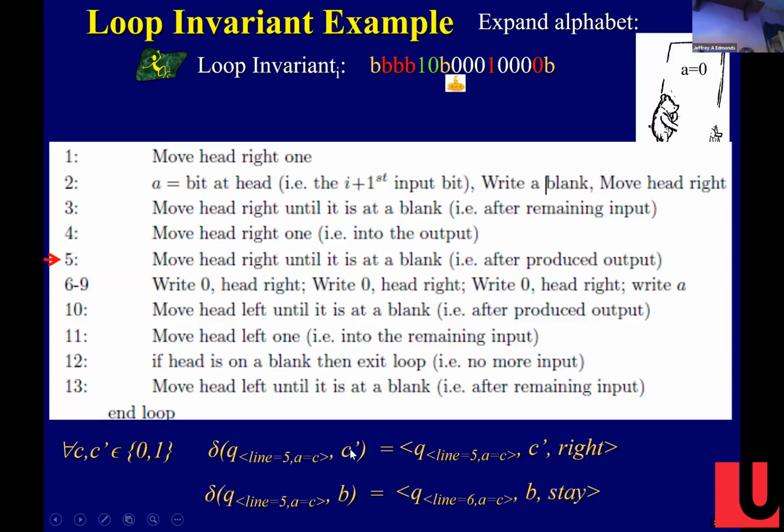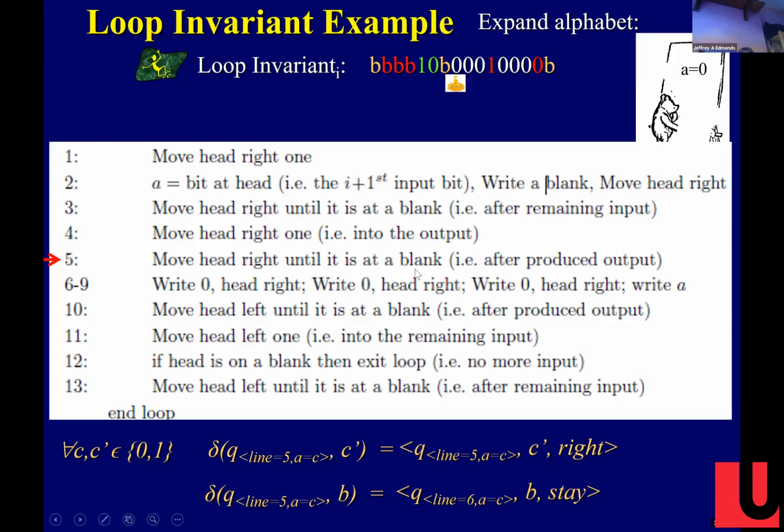What am I reading? I'm either reading a character or a blank: 0, 1, or a blank. So what does the code do? Oh, look, there's 2 cases, right? The case is: am I blank or not? Well, if it's not a blank, then what do I do? I stay in line 5 and I move the head right. So that's what I do. If it's not a blank, I stay in line 5 and I move the head right.